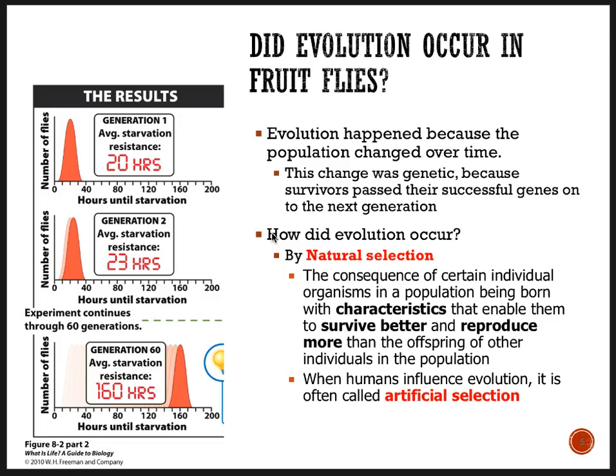So this is the results of their data. This is the original population. The average starvation resistance was 20, which means how long they could live on average without food was 20 hours. The maximum was right around 35 or 40 hours.